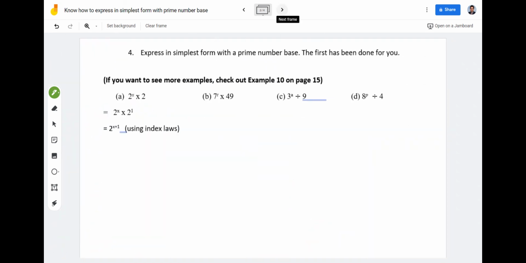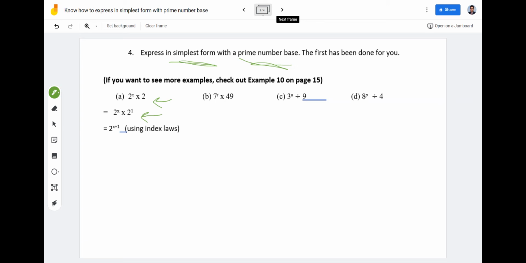Express in simplest form with a prime number base. The first has been done for us. Let's have a look at what's happened here. 2 to the power of x times 2. Well, 2 we can write as 2 to the power of 1, and then using the index laws, we can write them as 1 base, 2 to the power of x plus 1.